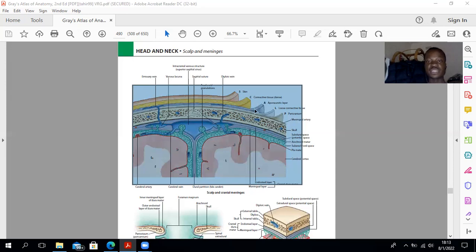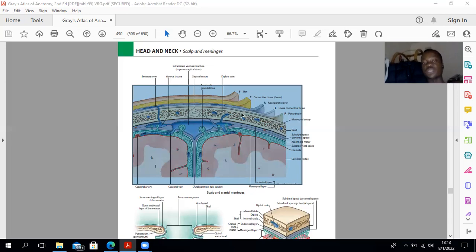Then the aponeurotic layer, or the aponeurosis, your galea aponeurotica, the epicranial, it's going to be a thin tendinous sheet that unites the 2 frontal bellies and the 2 occipital bellies of the occipitofrontalis muscle, which is one of the muscles of facial expression. This muscle will thus be innervated by the facial nerve, which is the nerve that innervates muscles of facial expression, right? So that's the aponeurotic layer.